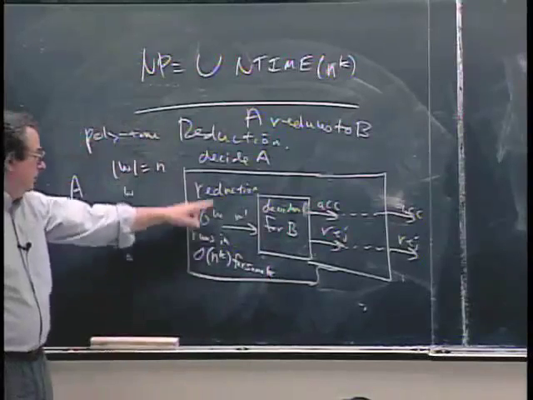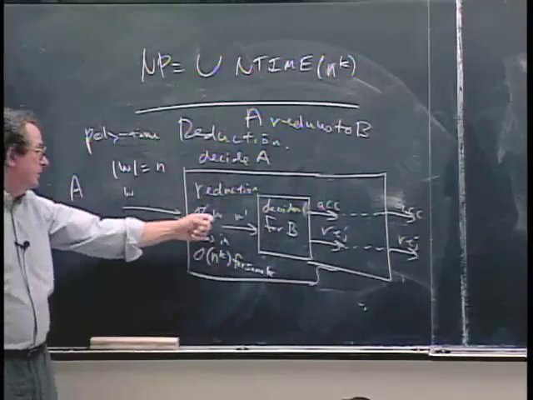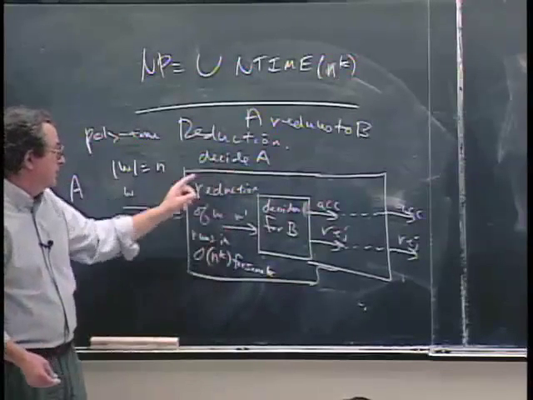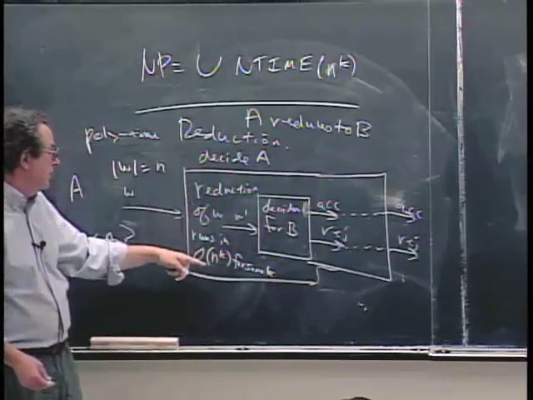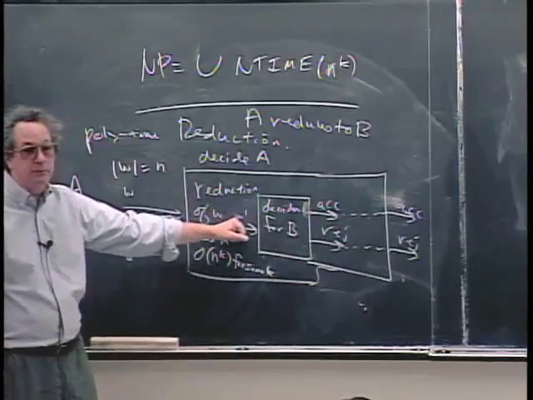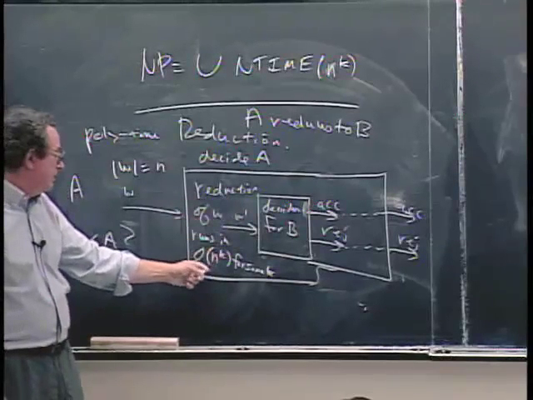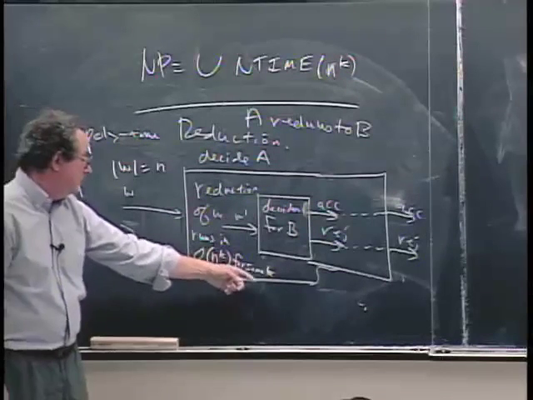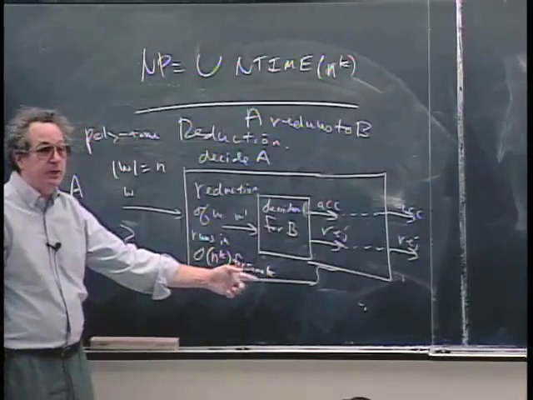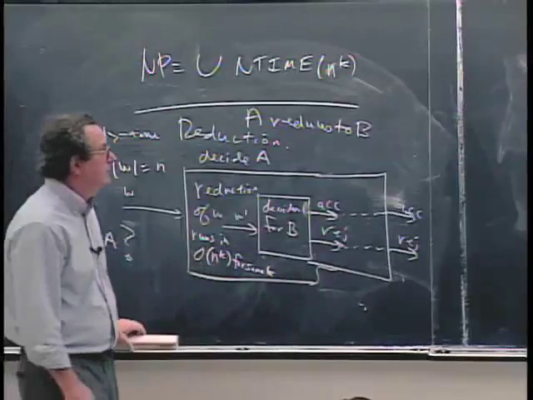So this is the amount of time that you can use to do this reduction. This is a Turing machine inside here. It's a deterministic Turing machine inside here, which is doing this reduction. It's taking W and creating a W prime. But the amount of time it can take to do that has got to be bounded by n to the k for some k. K is a fixed number, so this is a particular polynomial bound.